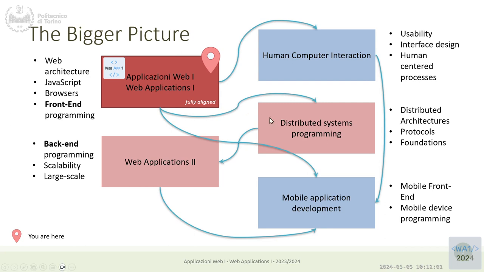In between, you have this course called Distributed System Programming that will try to give you the basis of distributed programming. So what it means when you have a highly distributed system. So imagine a server, which itself may be distributed across different machines to manage the load, and serving at the same time thousands of different clients.